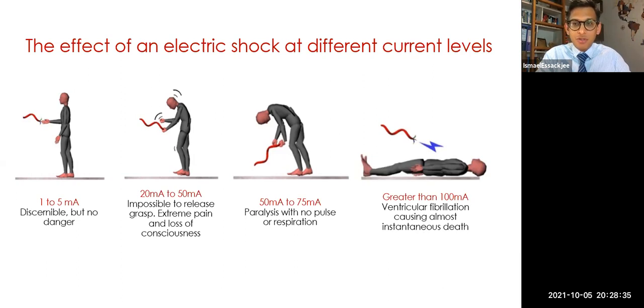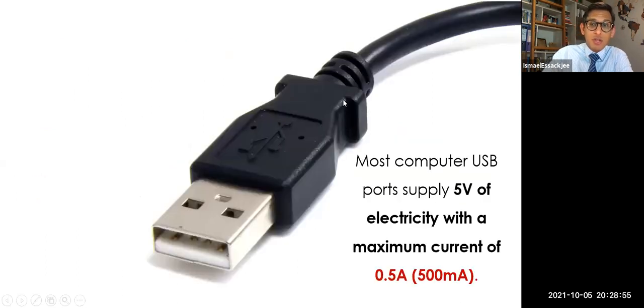Ventricular fibrillation causing almost instantaneous death. You won't have time to bring him to the clinic. So 100 milliampere. We are speaking about milliampere. That's very small for a value of current. We are going to see what the values are that we are used to. For instance, most computer USB ports supply 5 volts of electricity with a maximum current of 500 milliampere. We just said that beyond 30 milliampere, it can be fatal, isn't it? The USB can supply up to 500 milliampere.